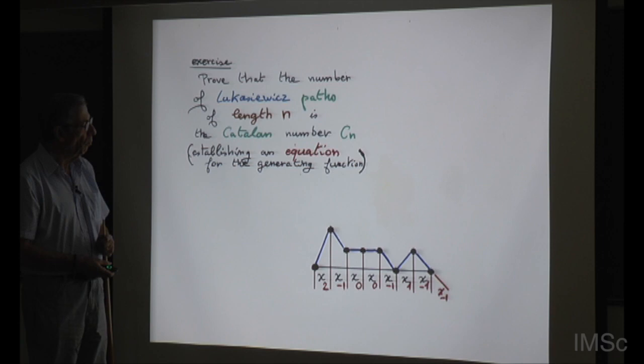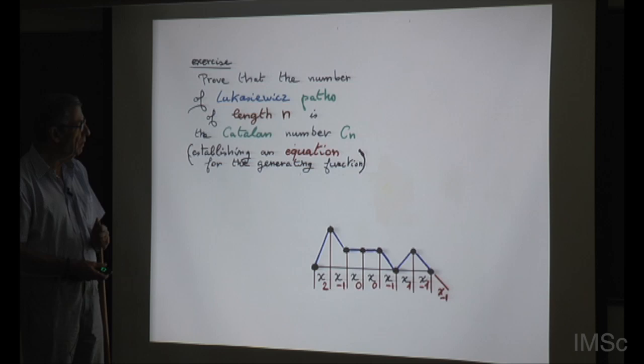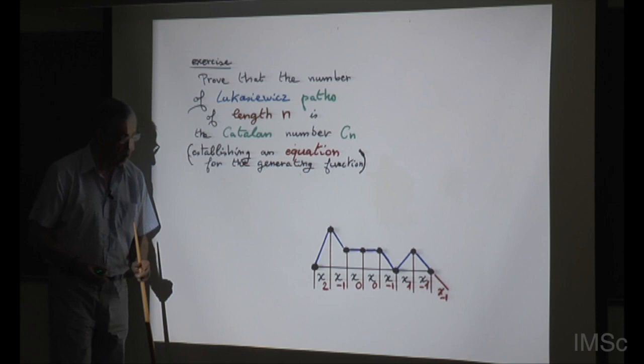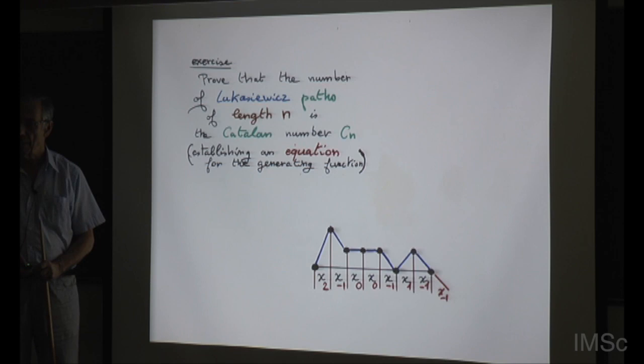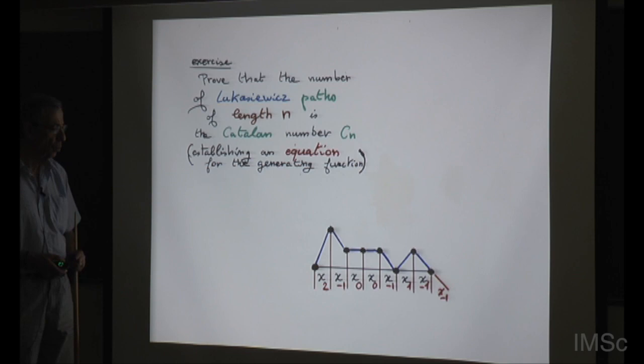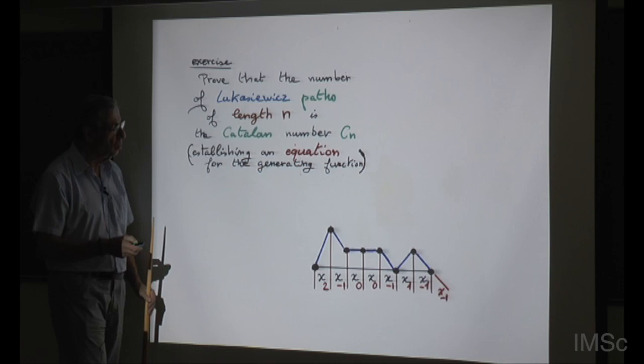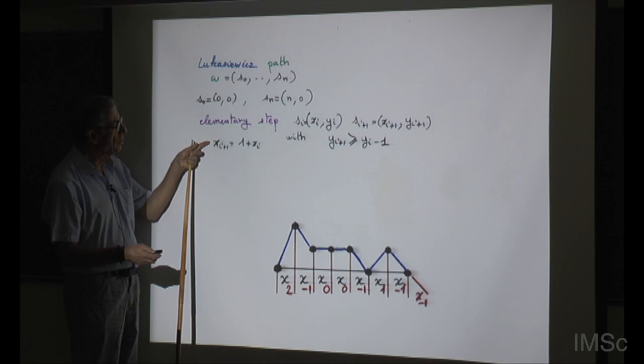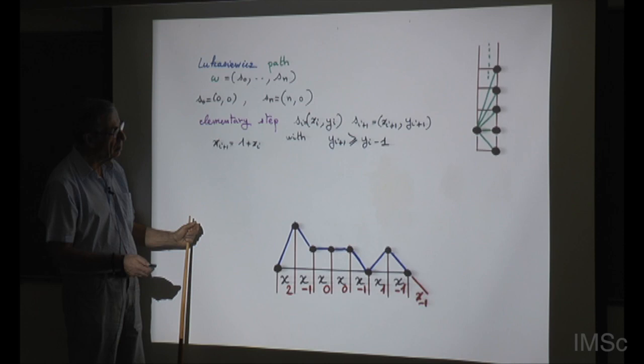So the exercise proves that the number of such Lukasiewicz paths of length n, where the length is the number of blue edges, is exactly the Catalan number. Lukasiewicz path in blue, Lukasiewicz language, just a coding.